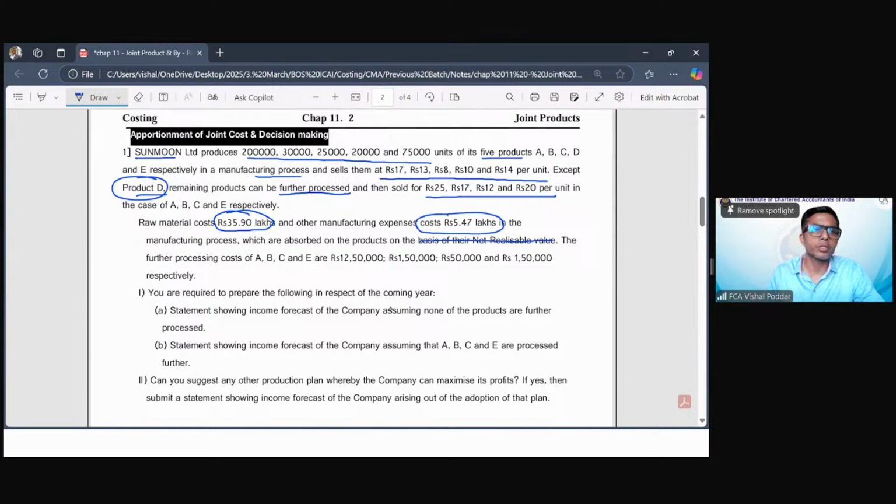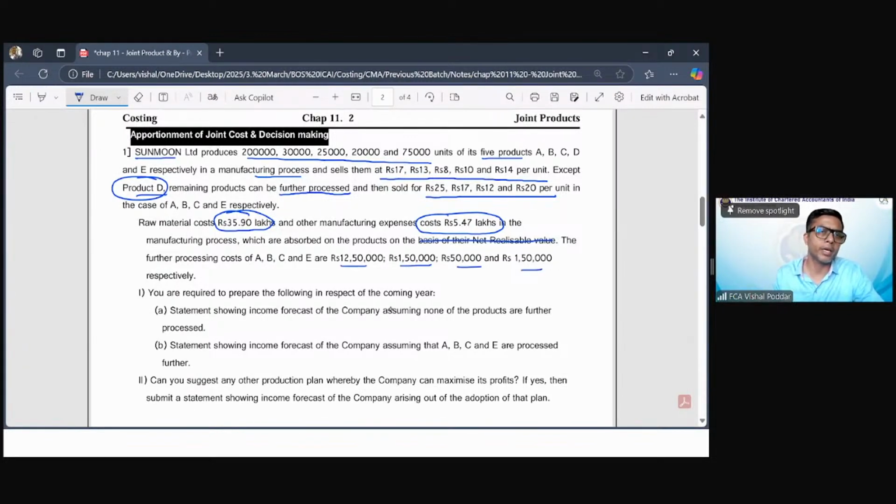Why? Because I want you all to understand how all the methods work. So this first question, we will not solve by one single method. We will solve this question by all the methods so that we can understand how all the methods work. See, this is also an exam problem, but this is the simpler one. Now, what further data is given? That for further processing these products, these are the costs which are incurred.